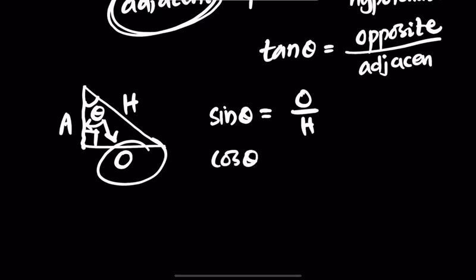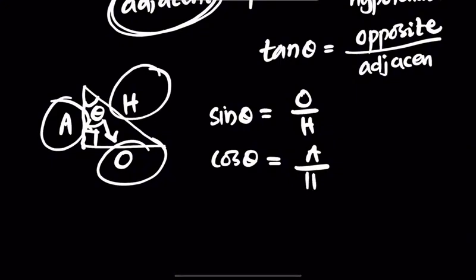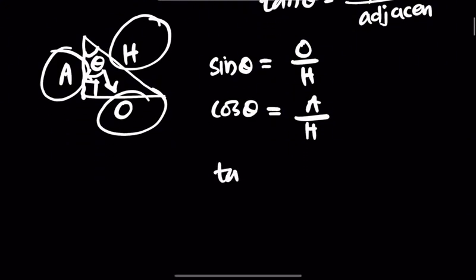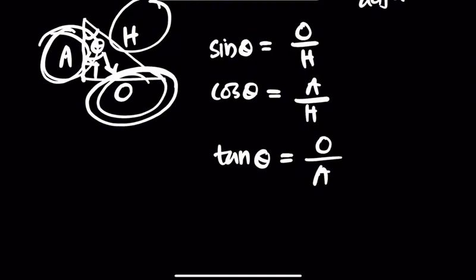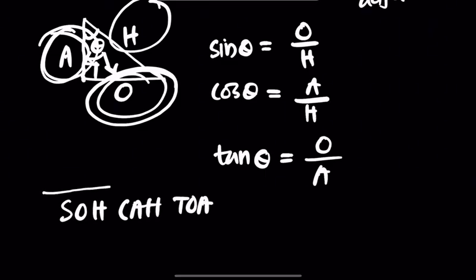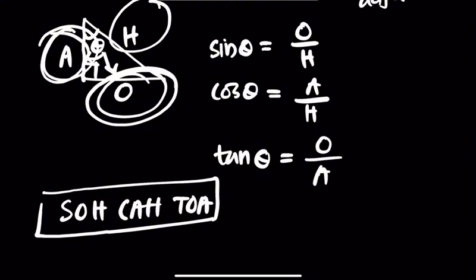Likewise, cosine of theta will be adjacent over hypotenuse. And tangent of theta will be the ratio of opposite over adjacent. So to remember these formulas, we have one memory aid called SOHCAHTOA. This means that sine is the ratio of opposite over hypotenuse, cosine is the ratio of adjacent over hypotenuse, while tangent is the ratio of opposite over adjacent.